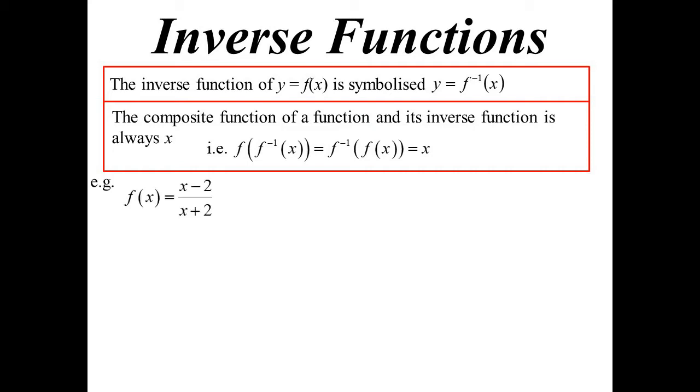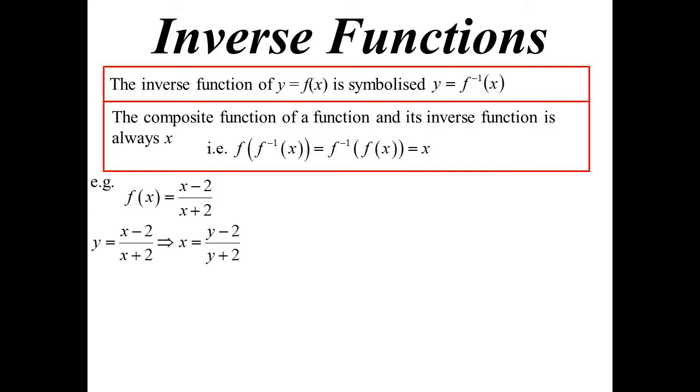Let's say our function is x minus 2 over x plus 2, which would be a hyperbola, wouldn't it? Shifted, what's that one going to be? Across 2, up 1? I think it's across 2, up 1. But anyway, it doesn't matter. We don't really need to know what the picture looks like for this. Let's work out the inverse so then we can substitute in and see if it works.